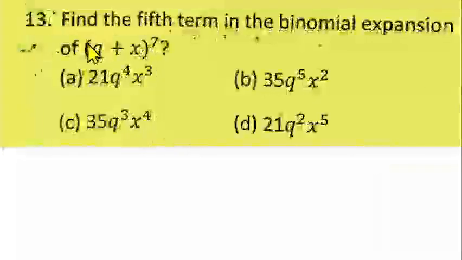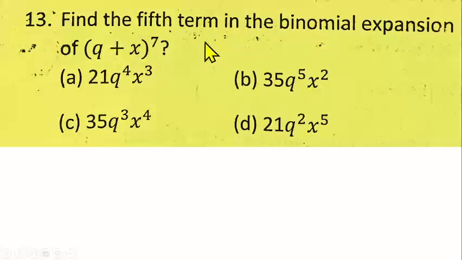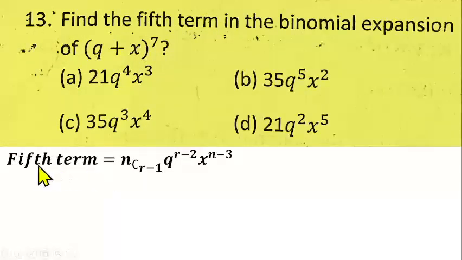Question number 13 is from binomial expansion. We have to find the terms in the binomial expansion of q plus x raised to the power 7. We have to find the fifth term. Now to find the fifth term, you can use this shortcut to find the term anytime you want. So you have n combination r minus 1, then q raised to the power r minus 2. This q is from the q you have here, then this x is this x here, so x raised to the power n minus 3.